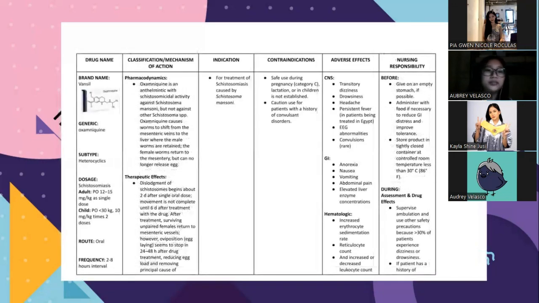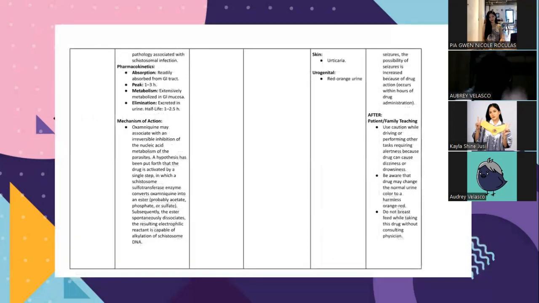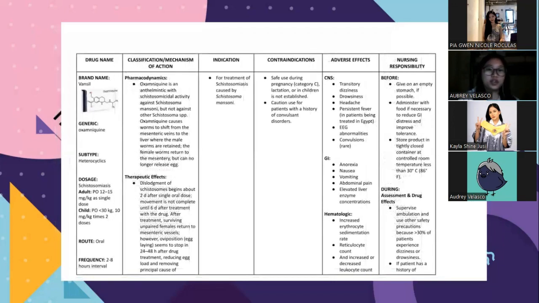Okay, next. So proceeding to the third type of Anthelmintic, the heterocyclics. So under this subtype, it's a drug called oxamniquine, and it is an Anthelmintic with schistosomicidal activity against Schistosoma mansoni, but not against other Schistosoma species. So oxamniquine causes worms to shift from the mesenteric veins to the liver, where the male worms are retained, and the female worms return to the mesentery, but it can no longer release eggs on the body.